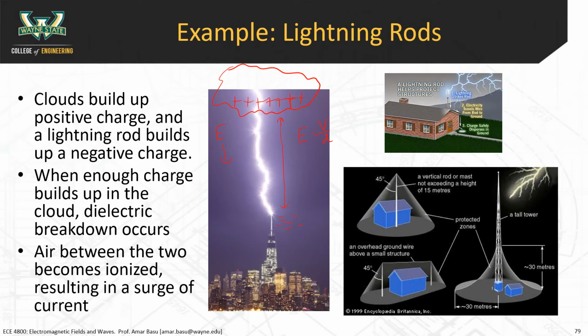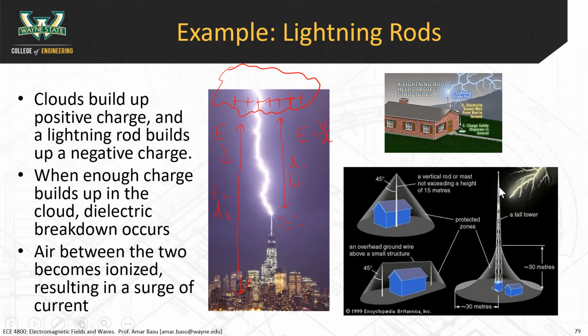So you have a buildup of positive charge here, and a buildup of negative charge on the lightning rod. Because the lightning rod is tall, this distance is smaller than the distance from the cloud all the way to the ground, right? Let's call this D1 and this D2. D1 is smaller than D2, and so the electric field E1 is going to be larger than E2. So there's a stronger electric field between the cloud and the lightning rod, and a lower electric field between the cloud and the rest of the city. That's the reason why the cloud surges through the lightning rod instead of other random places.